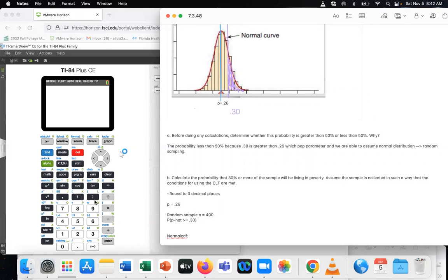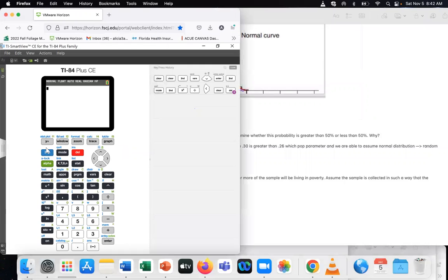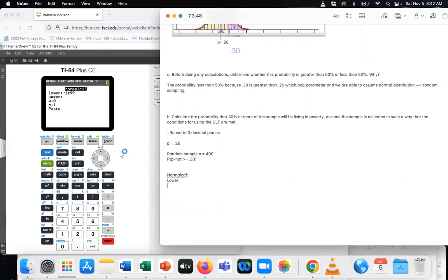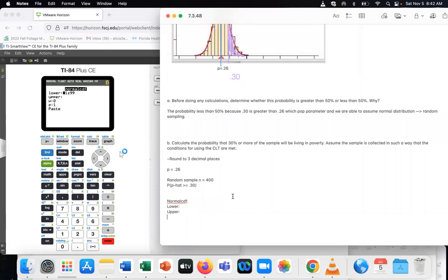So what do I need to complete my normal CDF? Because that'll help you think about what it is you've got to find. So that's one way if you ever get a little confused. So I need a couple things. I need a lower value. I need an upper value because we're trying to determine the area between values, right?